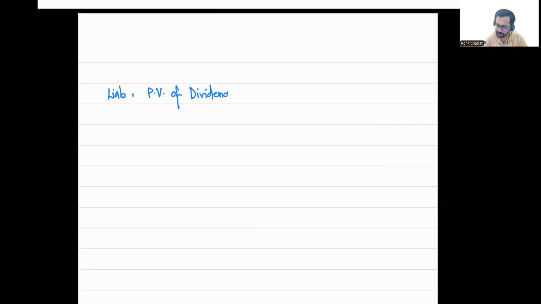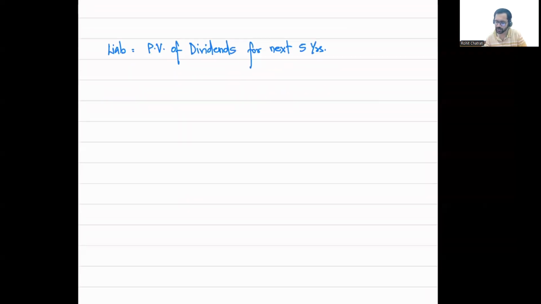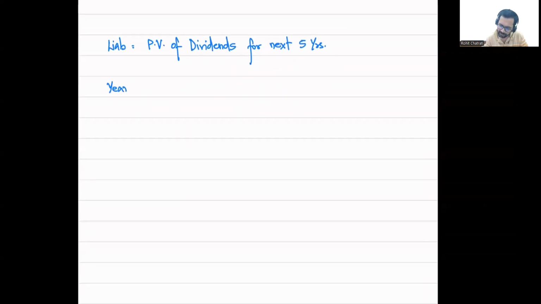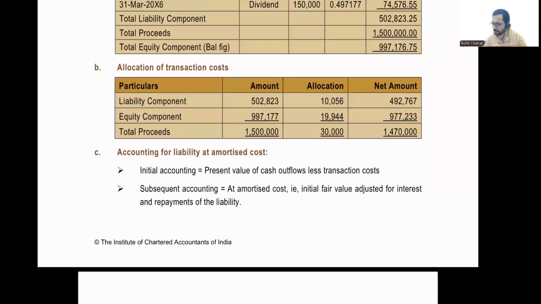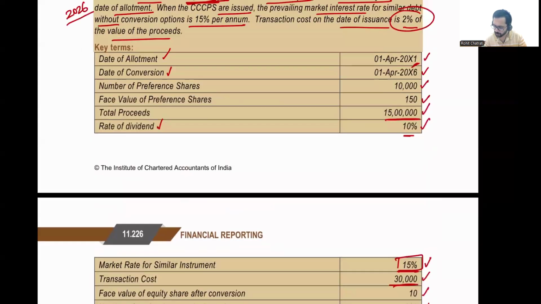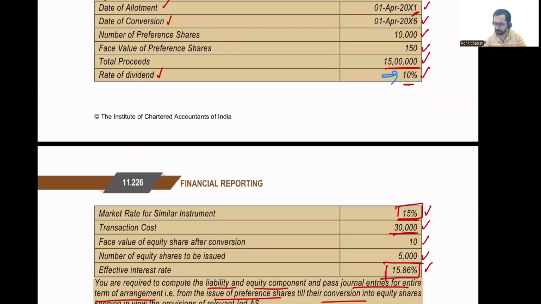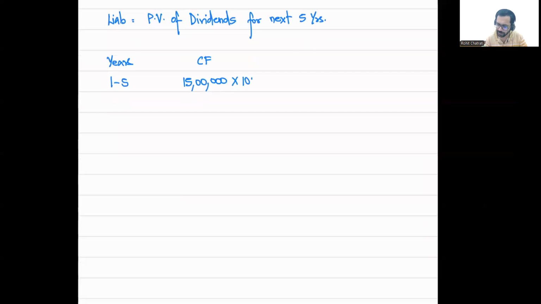the next 5 years. Why am I saying 5 years? Because the term of the preference shares was actually 5 years. All right, so we will actually start off. We will have an annuity cash flow for years 1 to 5. The cash flow amount is going to be 15 lakhs, which is the face value, multiplied by the dividend rate, which was equal to 10 percentage. If I'm not wrong, the rate of dividend was equal to 10 percentage. So 15 lakhs multiplied by 10 percentage is equal to 1 lakh 50,000.